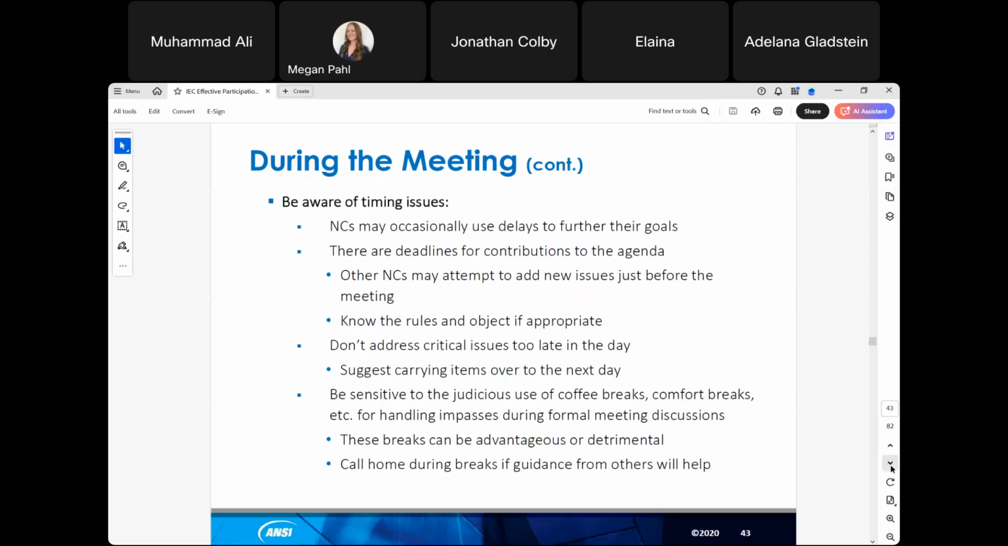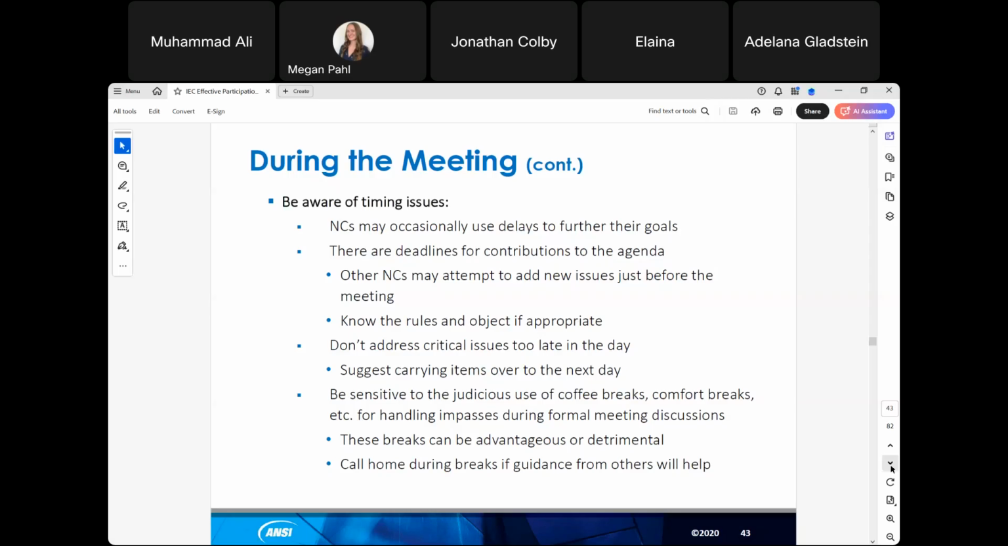Some allow contributions up until the very end. In groups I've been in, it has been more loose. In other groups, there is a definite deadline before you can put anything in. But there might be new work items or any new business sections on the agenda where anything could go.